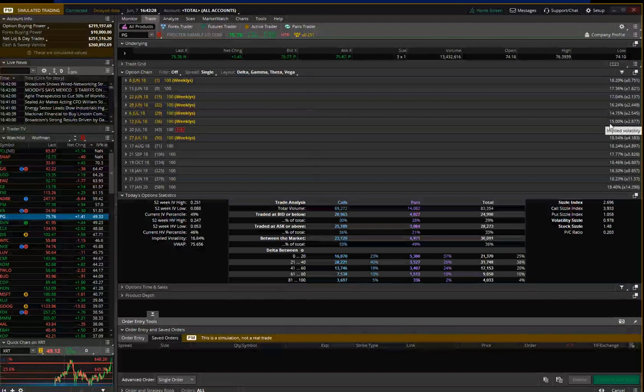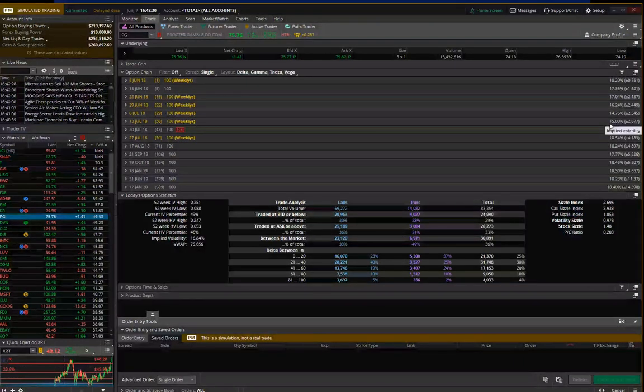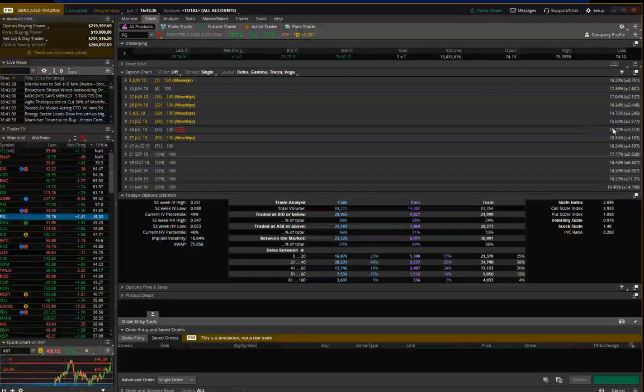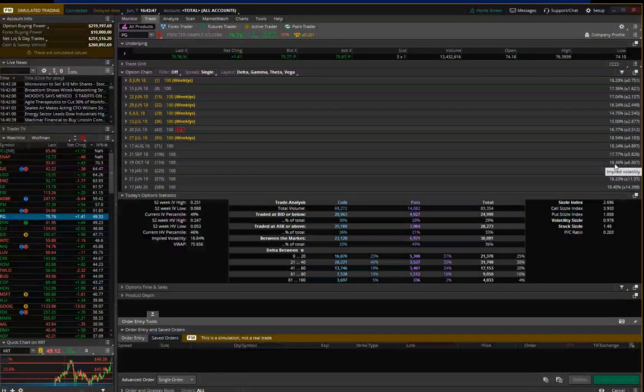A red light would be if these were 5 percentage points in difference. Right now you can see the one that we would be looking to sell is a 16 volatility, and the one that we would be buying out here around 200 days is about an 18.